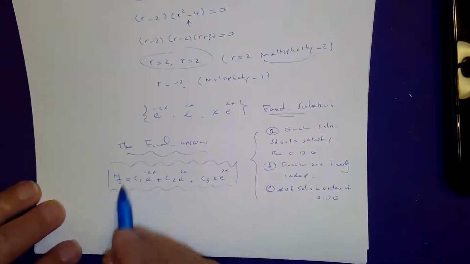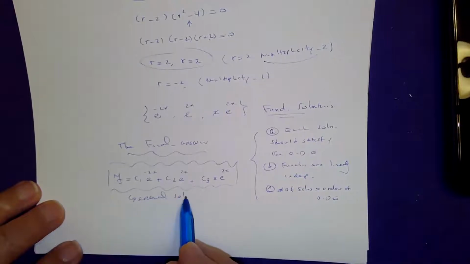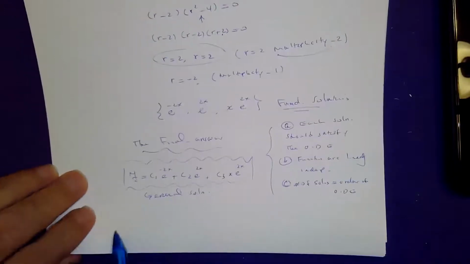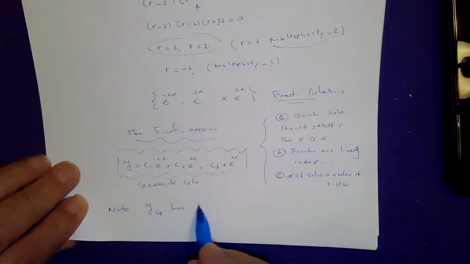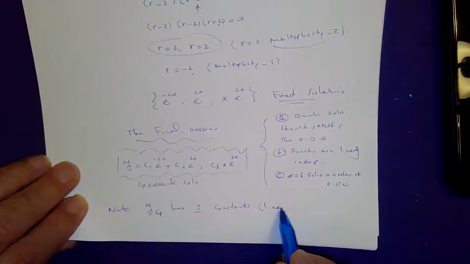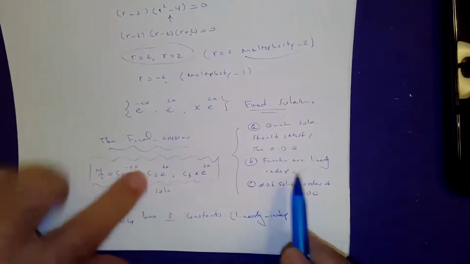So now this is the final answer, which is our so-called general solution. Do you all see it? Yeah? So notice one more thing, please make a note. The general solution, y sub g stands for general solution, has 3 linearly independent constants. So notice the number of constants also should match the order of the differential equation.